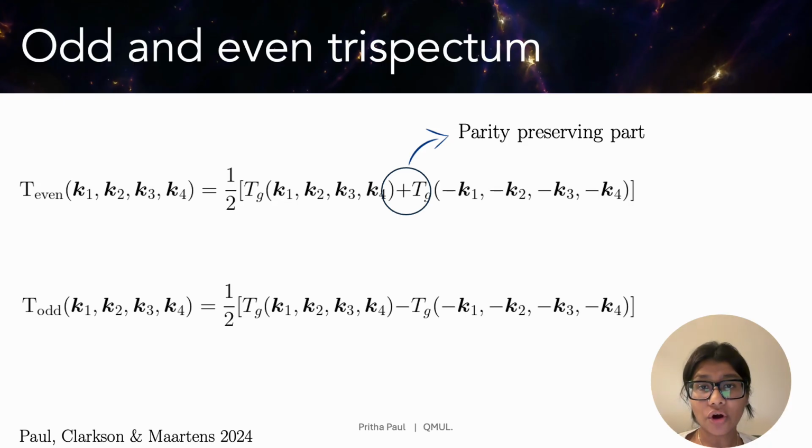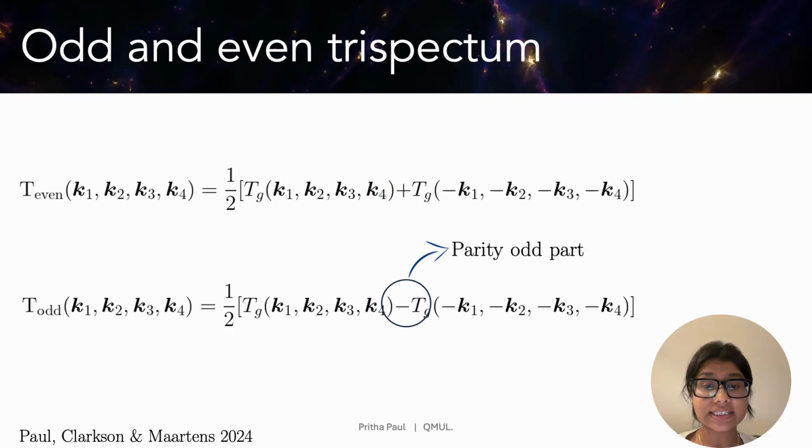We now move on to constructing T-even and T-odd. T-even is the parity-preserving part, so when k goes to minus k. And T-odd is the parity-odd part. So it's the part that will isolate the parity-odd contributions.